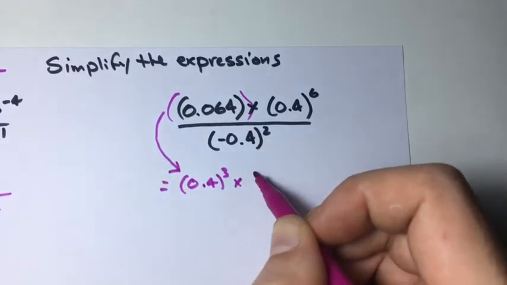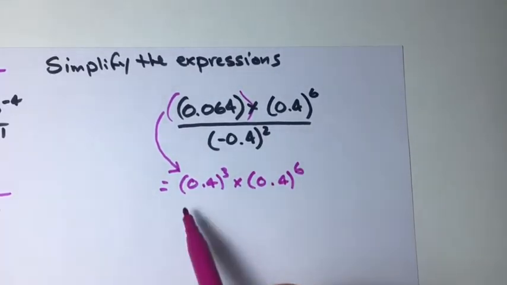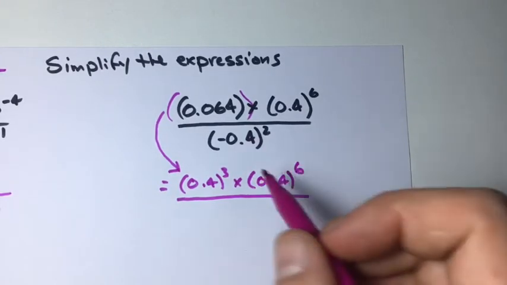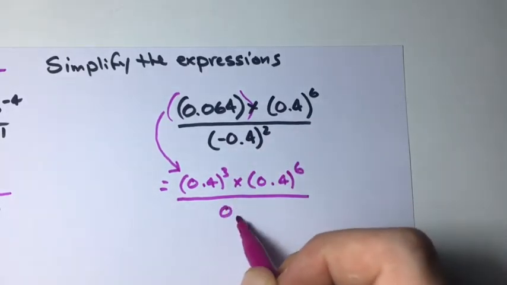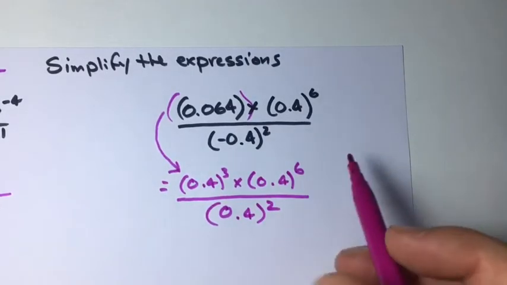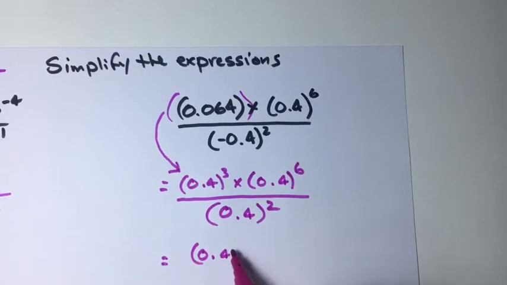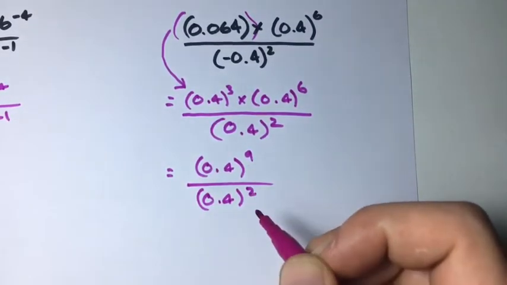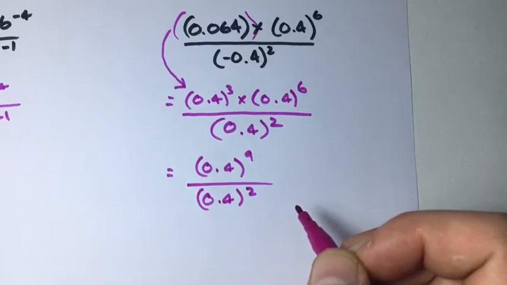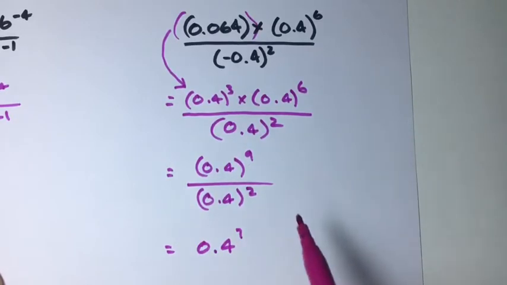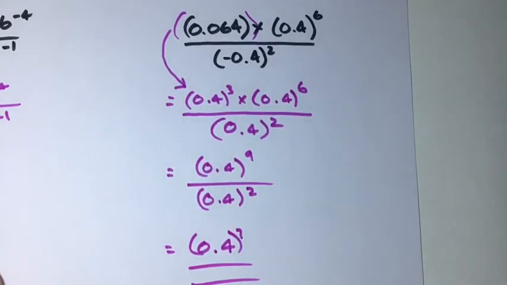So this is the same as this. If we bring everything else down, 0.4 to the 6 all over. Now again we have a negative base, but we have an even exponent, so we can just change this to a positive. So that's all over 0.4 squared. Now let's work out my numerator. 0.4 to the power of 9 over 0.4 squared, and that's going to come out to 0.4 to the power of 7. That's your final answer there.